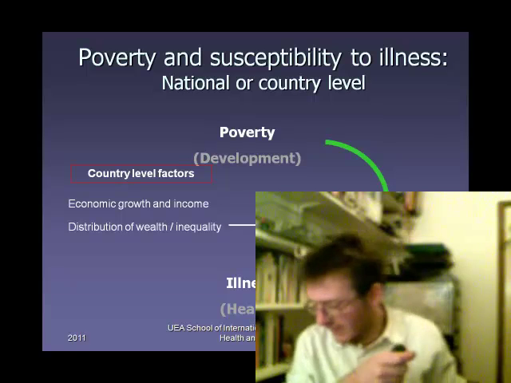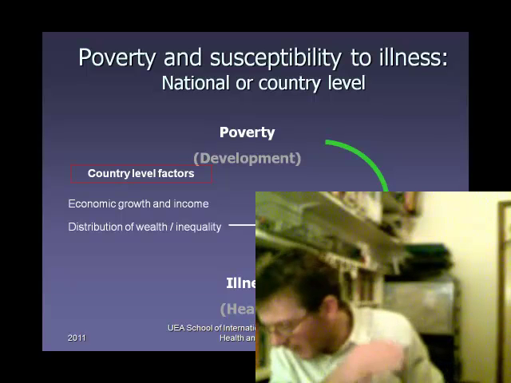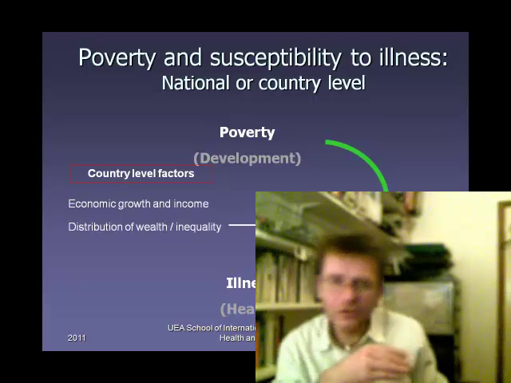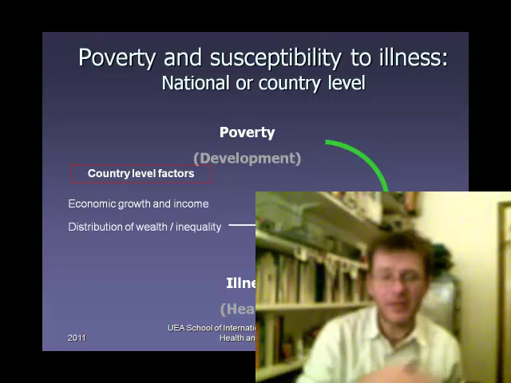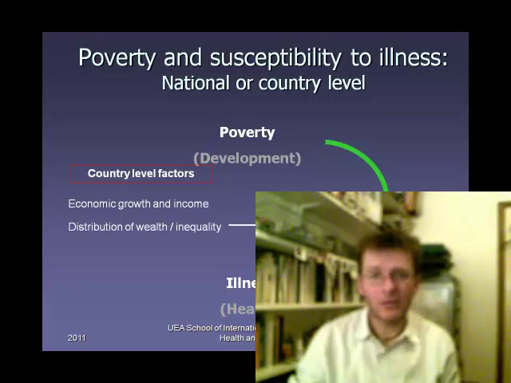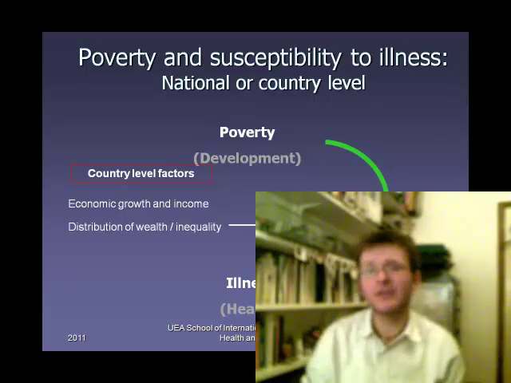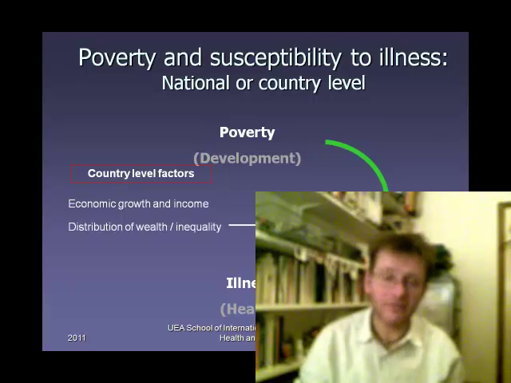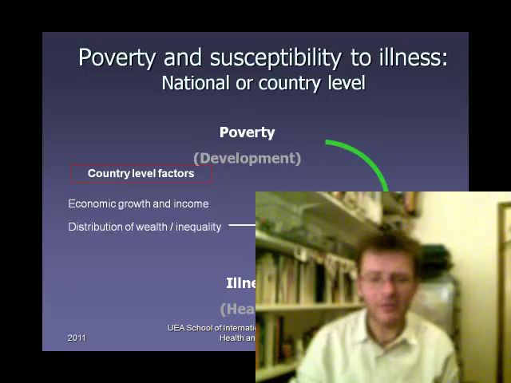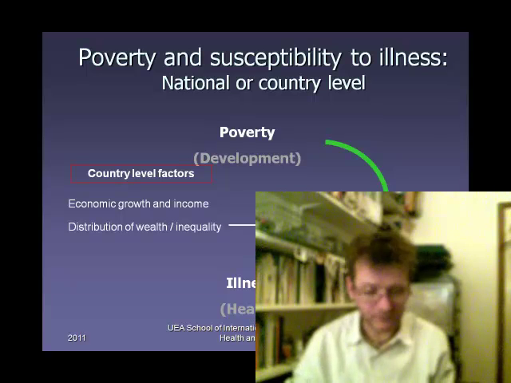And that distribution of wealth is crucial. So, for example, a government that taxes the better off and spends money on healthcare services and basic services for the whole of the population is going to provide, I think, a better health environment, a less risky environment, than a country where the wealth is concentrated in a few hands.